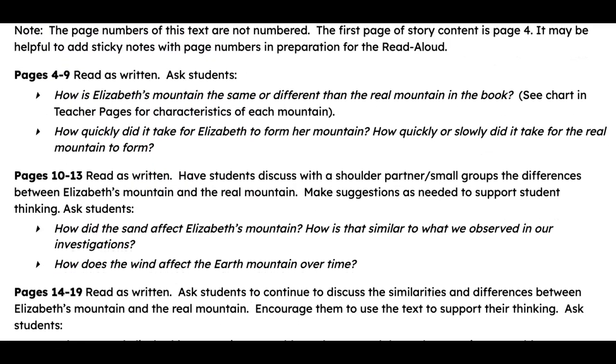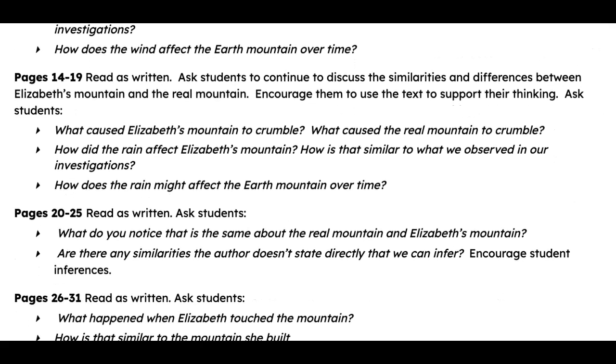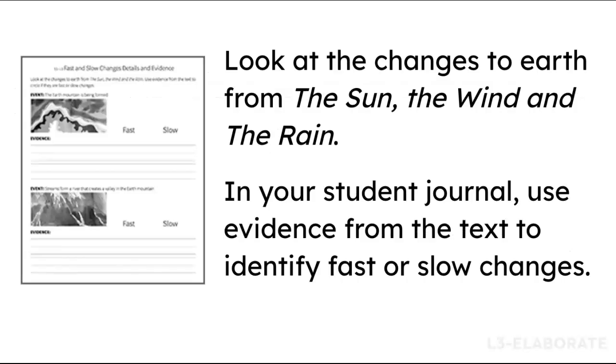Use the Read Aloud guide to read the book, and we suggest students follow along in their books. During or after the Read Aloud, you'll invite student pairs to look through the books and complete the Fast and Slow Changes, Details, and Evidence student journal page. You'll have students share and discuss their answers with the class.